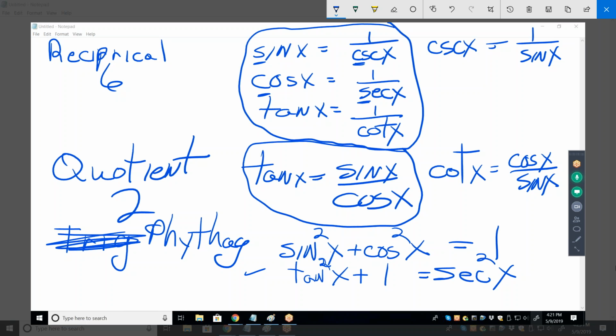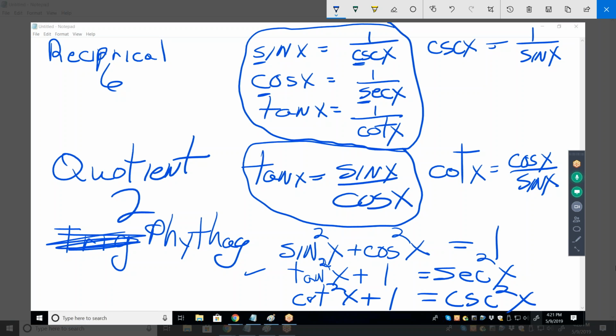The third one is the same as the second one, only using the cofunctions. So what's the cofunction of tangent? Cotangent. What's the cofunction of secant? Cosecant. That's the third one.